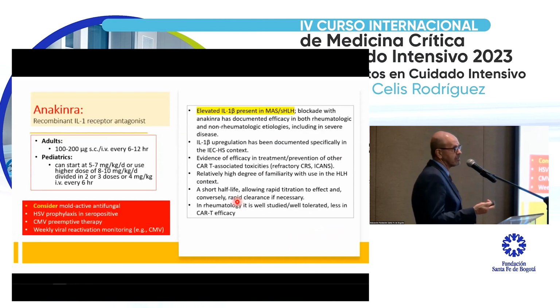And you give antibiotics, of course, because usually these patients have some type of infection. A quarter of them have usually an infection that has been identified. So what is anakinra? It is an IL-1 receptor antagonist, and these are the doses for adults and pediatric patients. In these patients, you have to consider antifungal therapy, HSV prophylaxis, CMV preemptive therapy, and monitor weekly reactivation of all these viruses.